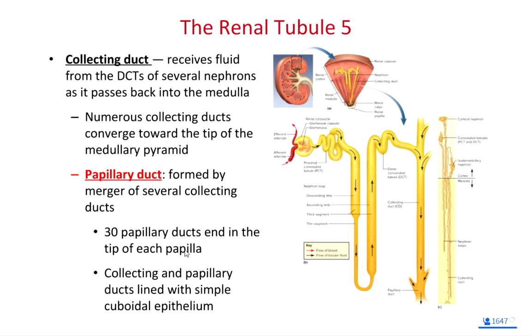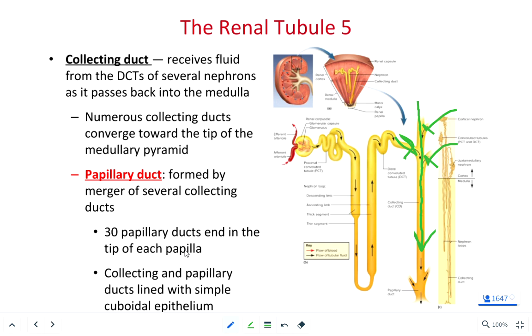So as we look at the collecting duct, we can have multiple distal convoluted tubules all draining into the same collecting duct. And that collecting duct will carry the fluid towards the apex of the renal pyramid. These collecting ducts travel through the renal pyramid, and they all converge at the apex. As they're converging towards the apex, multiple collecting ducts will merge to form the papillary duct, and then those papillary ducts will eventually drain urine into the minor calyx.